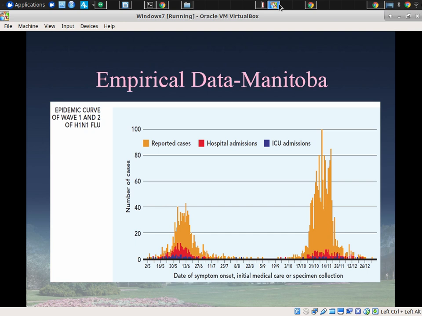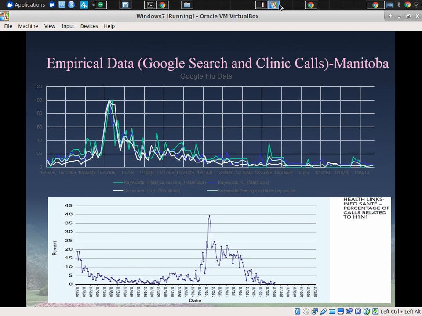Well, one thing is that we had data from two different jurisdictions, each having a pair of data types. The first data type was more traditional data. This was reported cases, hospital admissions, and ICU admissions from Manitoba, on a daily basis. So we have daily data on clinical presentations that were diagnosed as H1N1.